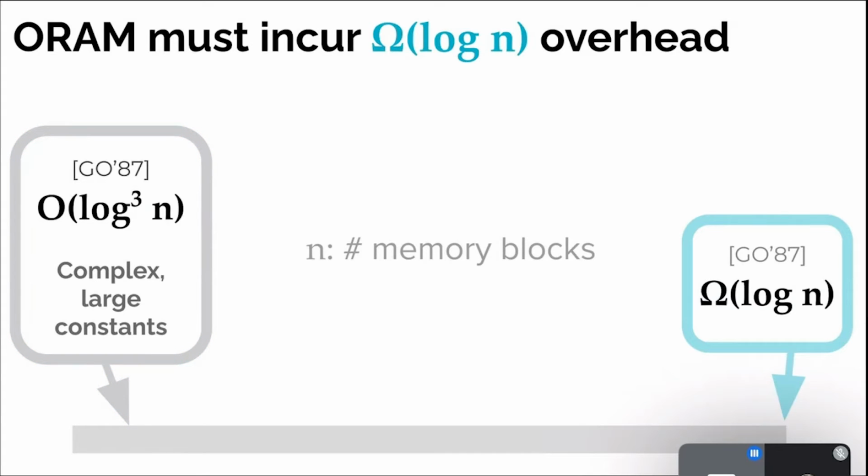On the other hand, Goldreich and Ostrovsky also proved a very interesting lower bound. They show that if you want a generic technique that takes any program and compiles it into an oblivious format, then you have to incur at least log n overhead.